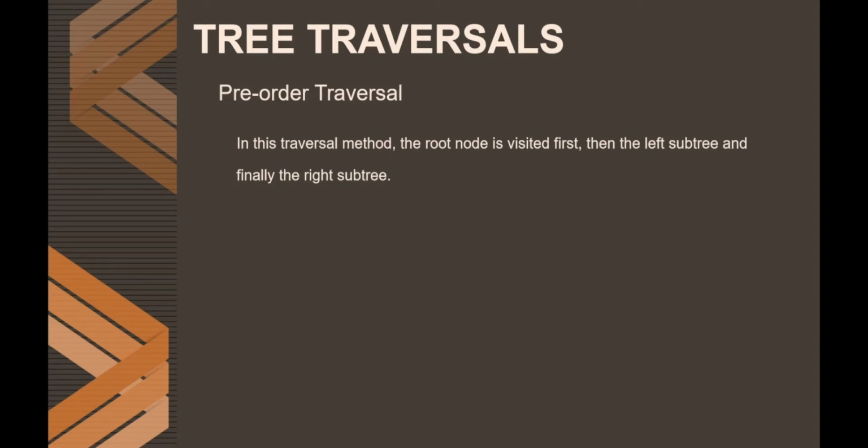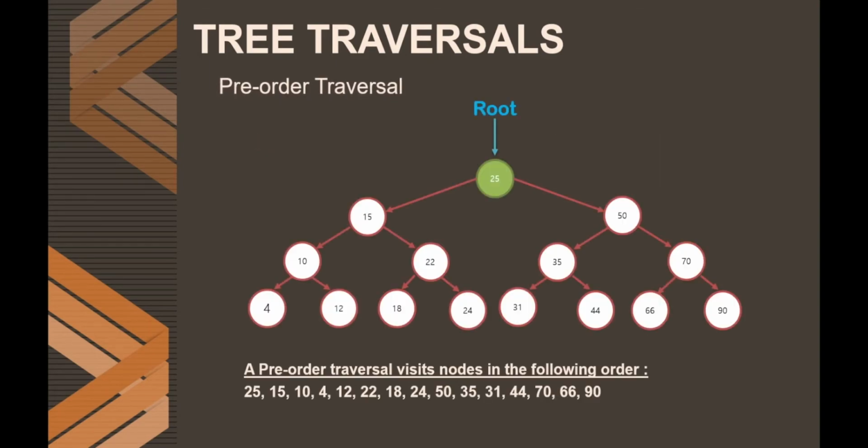Pre-order traversal. In this traversal method, the root node is visited first, then the left subtree, and finally the right subtree. So, pre-order traversal visits nodes in the following order. First of all comes the root node, which is 25, then comes 15, 10, then it goes to the lowest part of the left node, which is 4, then 12, then 22, then 18, 24, then it goes to the right side: 50, 35, 31, 44, 70, 66, and finally 90.